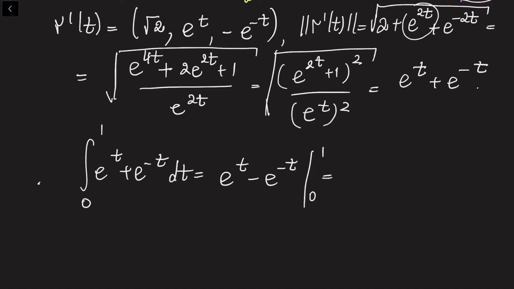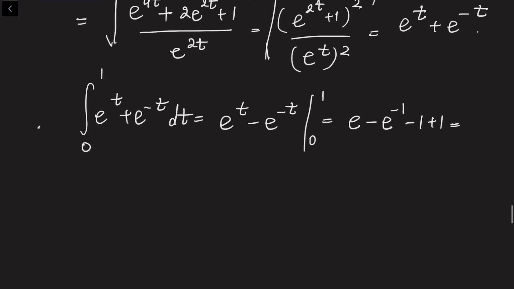So if we substitute 1, it's going to be e minus e to the power of minus 1. If you substitute 0, it's going to be simply 0, right? Because it's going to be minus 1 plus 1. So this is going to be e squared minus 1 divided by e. So this is the answer. So the length of the curve from 0 to 1 is going to be equal to this value.